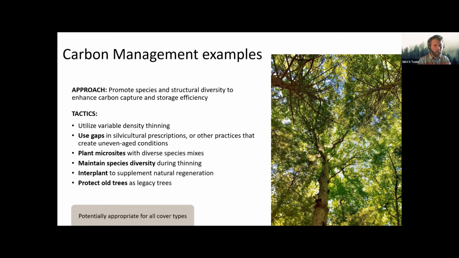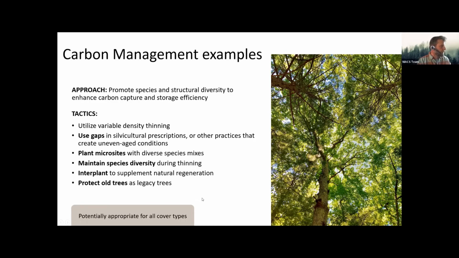And there's a number of ways that we could look towards enhancing diversity. Things like variable density thinning, using gaps, or other ways that we can encourage or create uneven age conditions. Looking towards microsites and planting species that might be adapted to those specific site conditions. I already mentioned thinning and how we can tweak species composition. Well, we can also just maintain the species composition by not discouraging certain species by removing all of those.